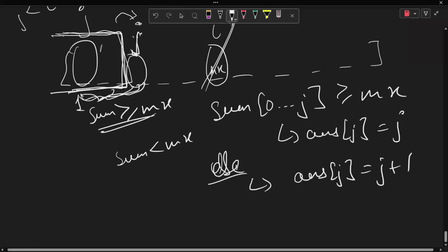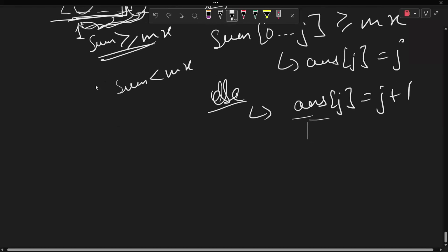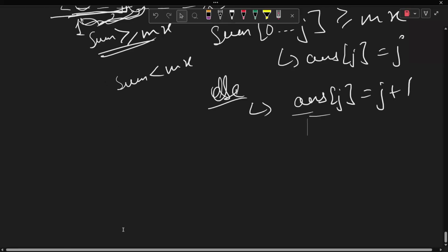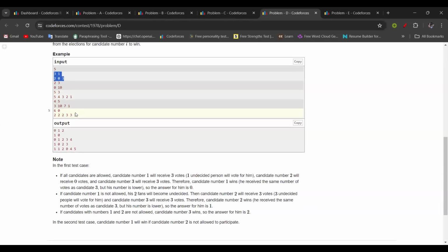Like this, we have computed our answer for all the people, from J less than I to J greater than I. For all the people we have computed our answer. You can just take an example and understand it more clearly. Let's take this test case maybe. Or let's take the last test case.